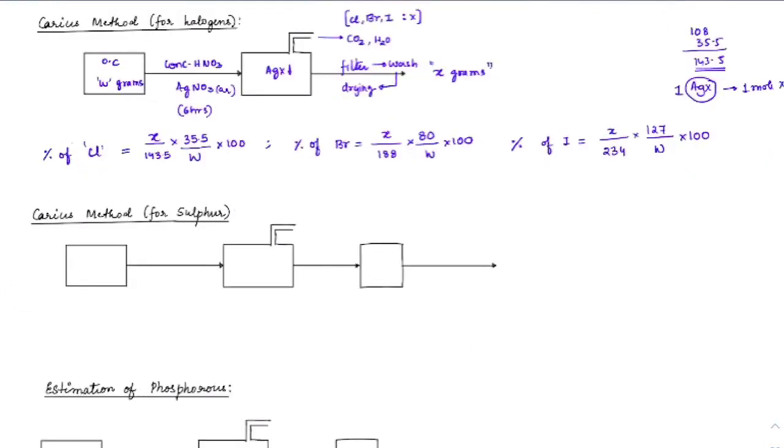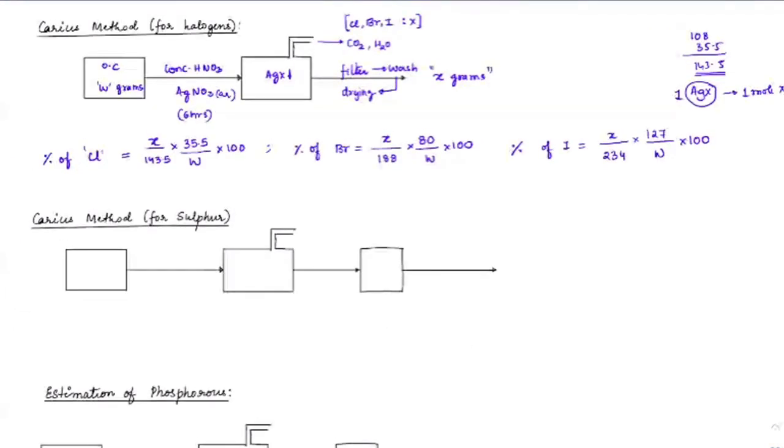Okay. So I hope all of you understood the Carius method. It's pretty simple. We react with concentrated H2SO4, keep it for a long time, get a precipitate, dry that precipitate, get the information of the precipitate, and calculate the percentage of halogens.